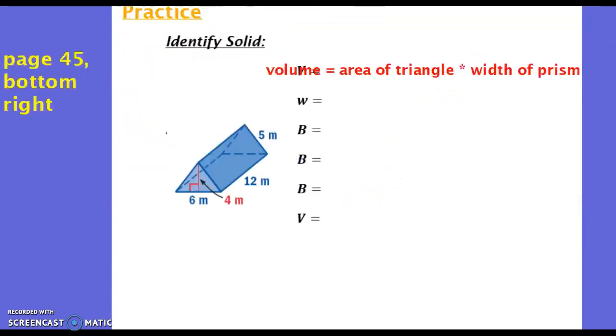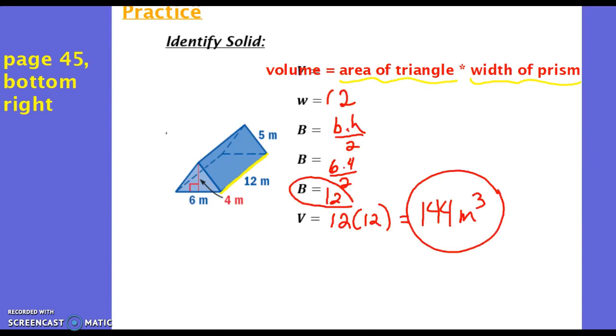Now let's have you try one. If you would, turn to page 45 or stay there on page 45, and in the bottom right hand corner is one for you to practice. See if you can find the volume of this triangular prism. And I have the formula written here at the top of the page. Basically, it's the area of the triangle, that's the base, multiplied through by the width of the prism, which is this right here. So calculate those things and put it on your paper, and then hit play when you are ready.